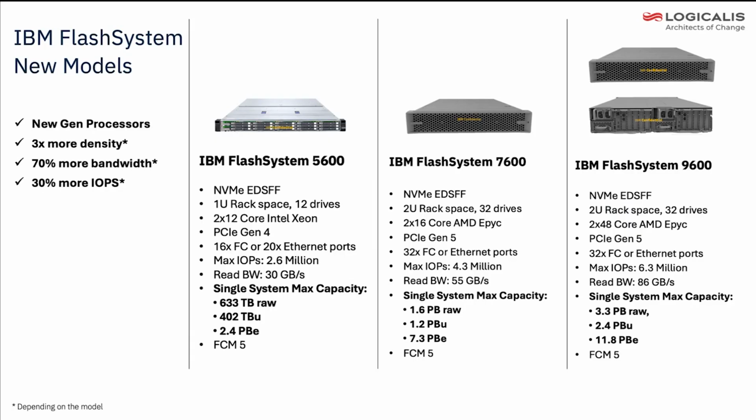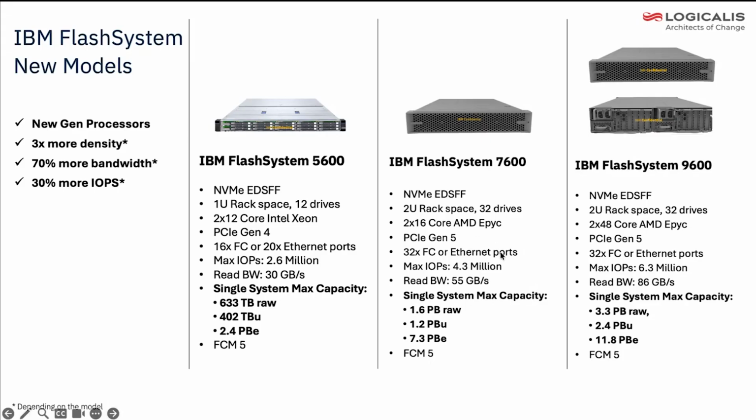And then that brings us to the newest models. I did just want to throw this up onto the screen, so if you need to pause and look at the specs, you can, but I quickly wanted to point out the types of density we're seeing with these newest models. And again, these are all coming with FlashSystem.ai and all of the features I mentioned previously. With the entry-level box, the 5600, we are seeing up to 2.4 petabytes of effective capacity, and that's in a 1U box. So these things are extremely dense and providing a ton of effective capacity per dollar.